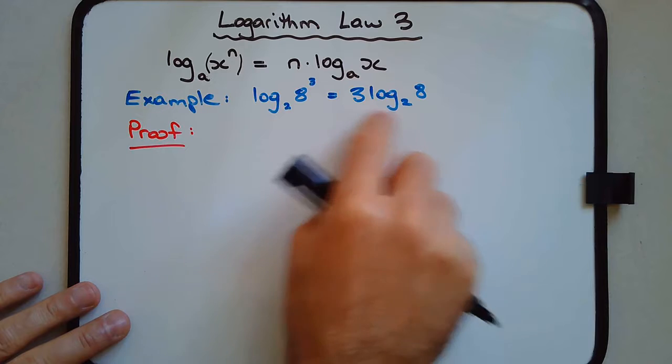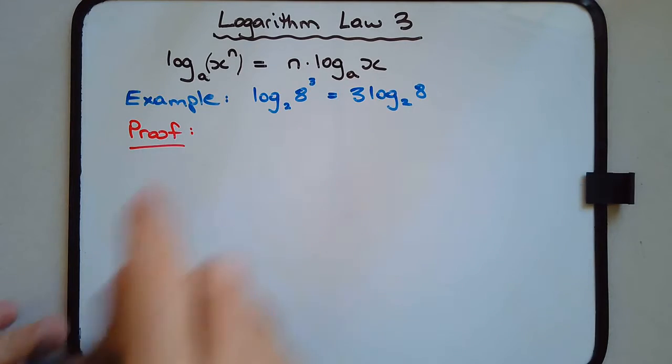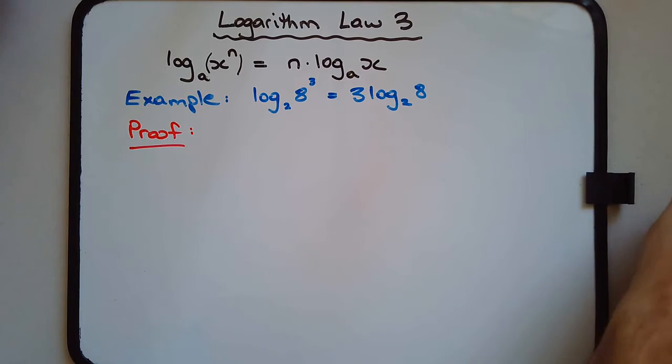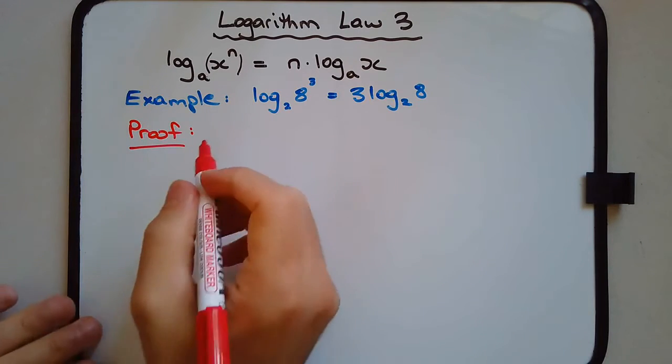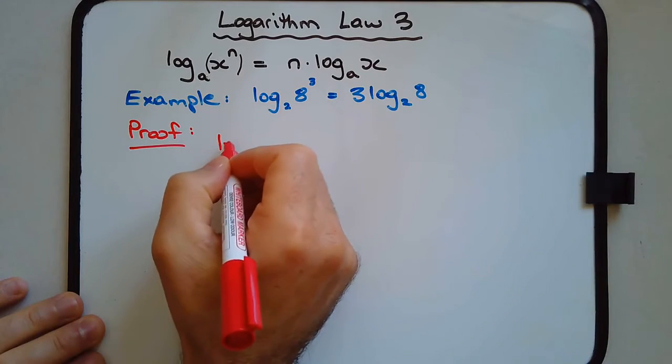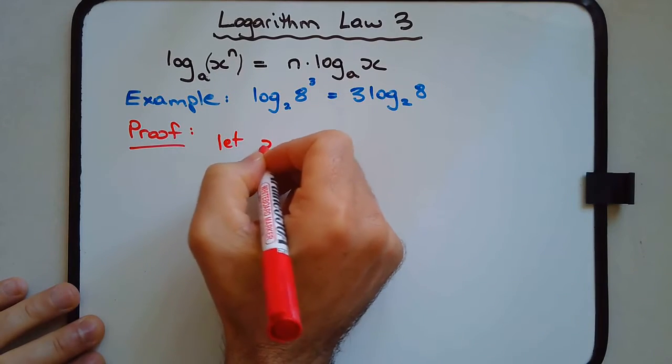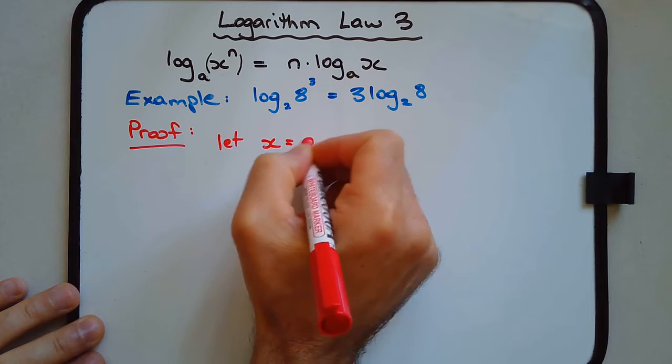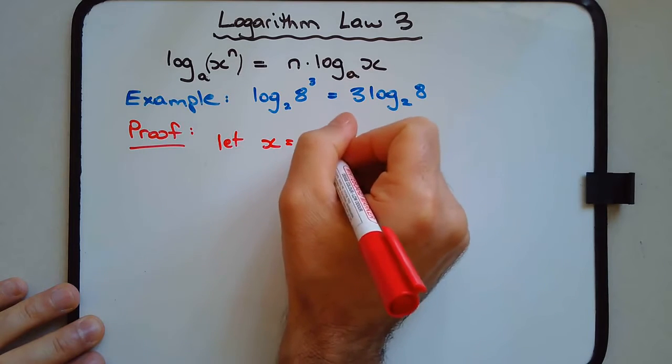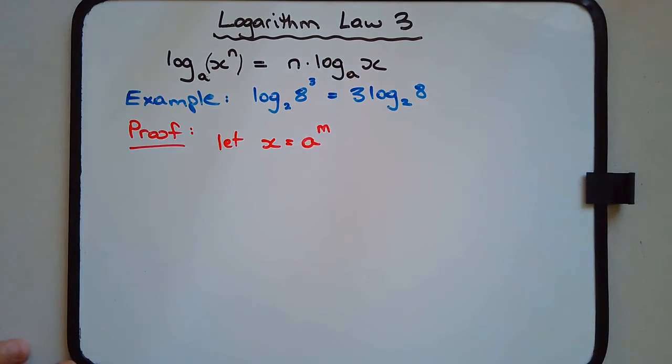So we're going to do something, again, somewhat like what we've done in proving logarithm law numbers 1 and 2. So what we're going to do is let x equal a to the power of m, for example. You can do this many ways, but probably easier to use the convention that we've used so far.